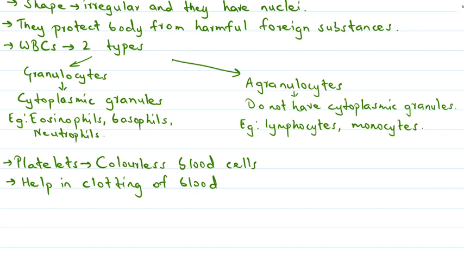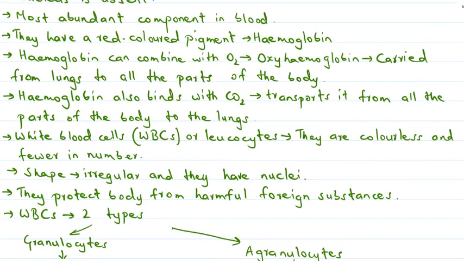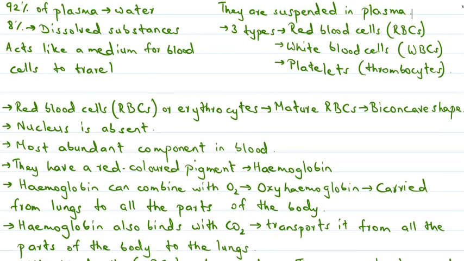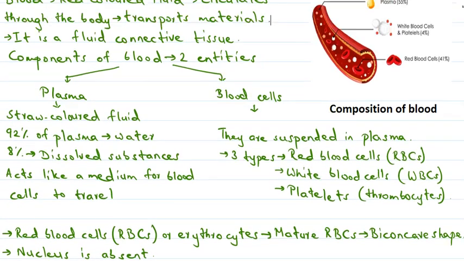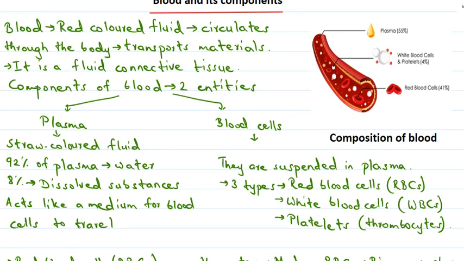Okay. So now let's revise the things that we have studied today. So we saw that blood is a red colored fluid substance. It is a red colored fluid, and this blood actually circulates through the body. And as it circulates through the body, it transports various materials throughout the body. So we can say that blood is a fluid connective tissue.